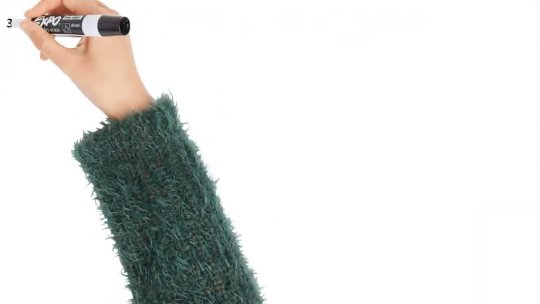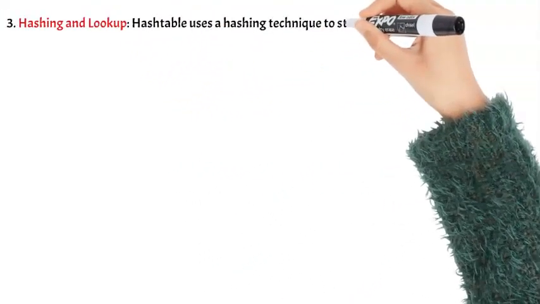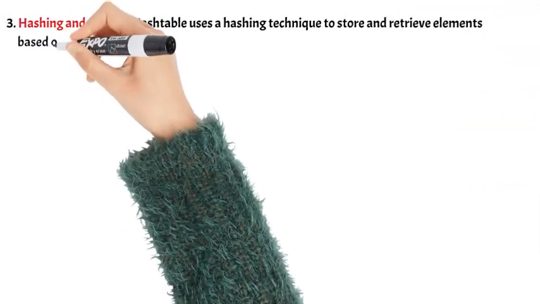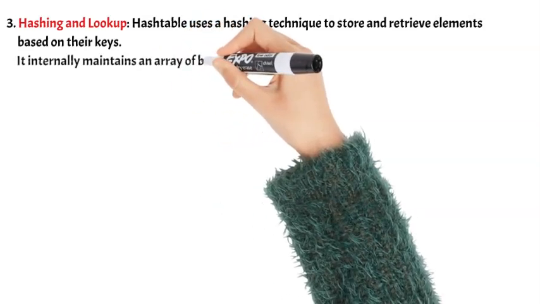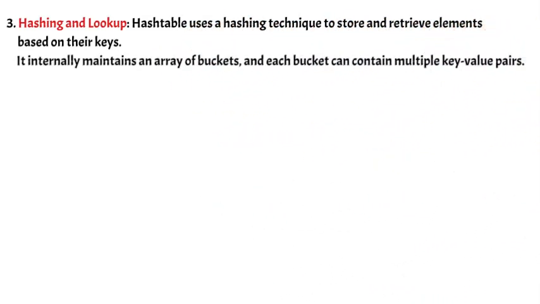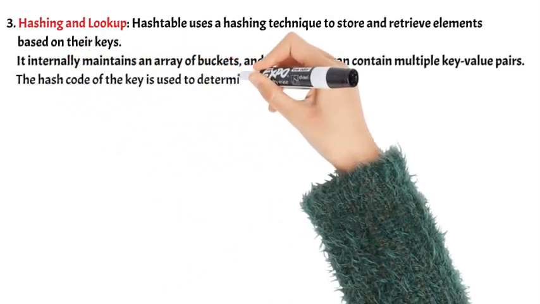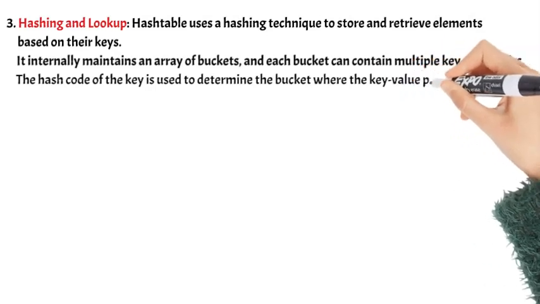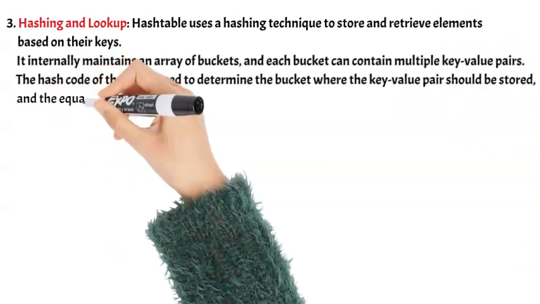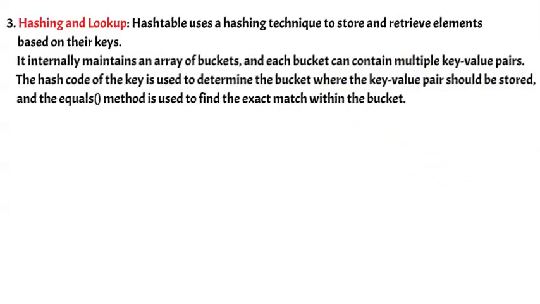3. Hashing and lookup. HashTable uses a hashing technique to store and retrieve elements based on their keys. It internally maintains an array of buckets, and each bucket can contain multiple key-value pairs. The hash code of the key is used to determine the bucket where the key-value pair should be stored, and the equals method is used to find the exact match within the bucket.